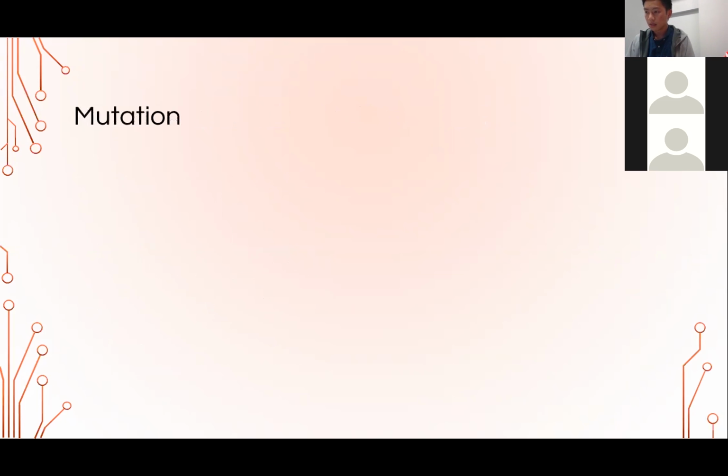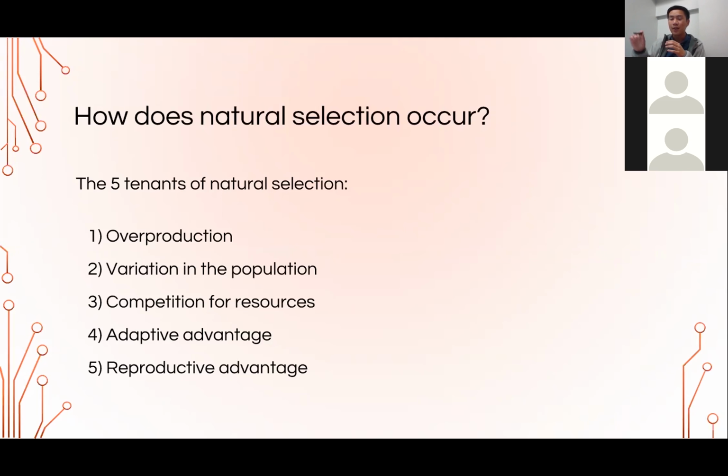For natural selection to occur, you need these 5 tenets to happen. All of them. And they all kind of link with each other.